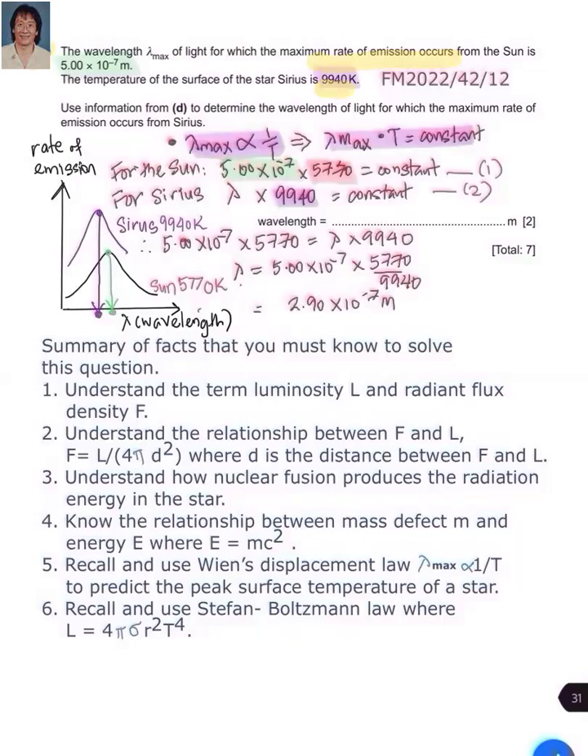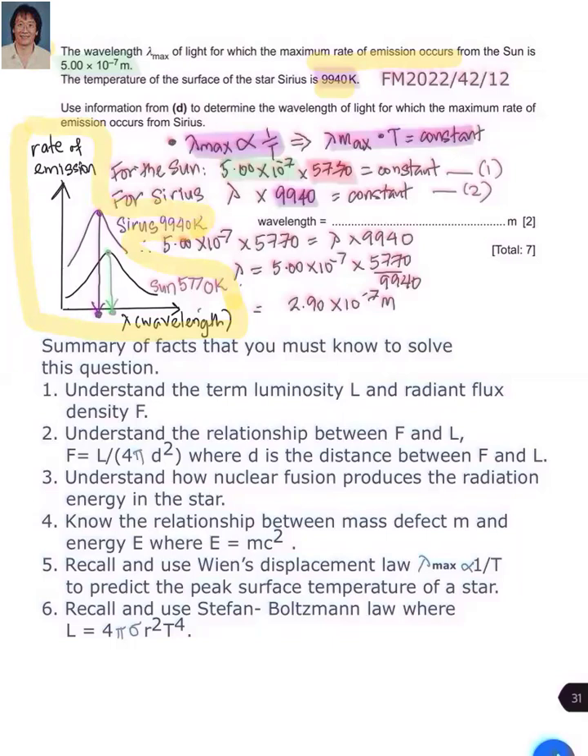To do this question, first you draw the graph. The graph is this graph here. The graph is a graph of rate of emission against wavelength. And then this green point and the red and the purple point represent the peak wavelength, lambda max.